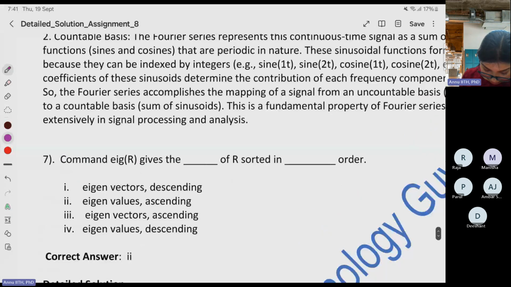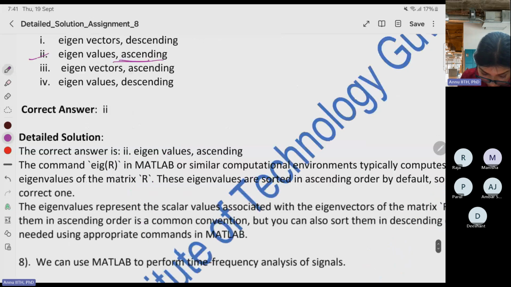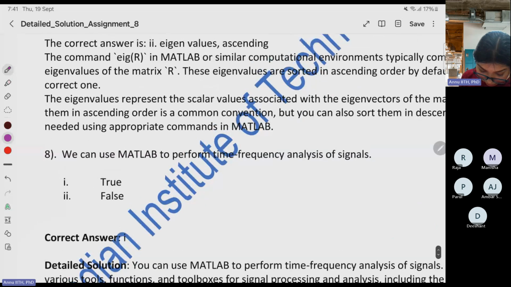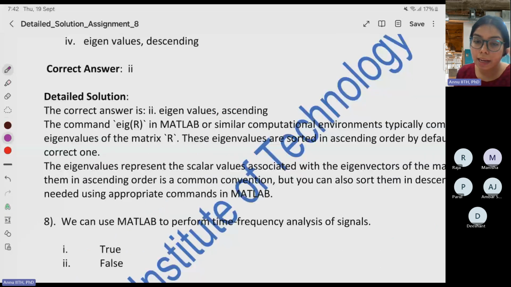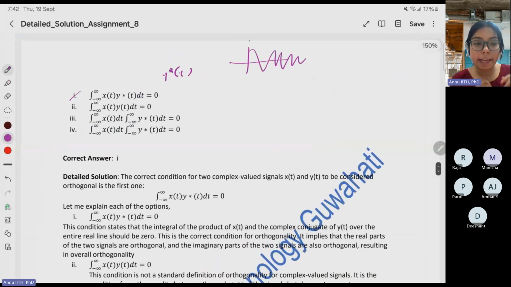The command eigenvalue gives the R sorted in this order. So these are eigenvalues in ascending order. This is in MATLAB, and we can see that as well. That is not a problem. We can use MATLAB to perform time frequency analysis of the signals. We already did that today with the spectrogram and the scaleogram. So very true. Okay, so this was the question from week 8.